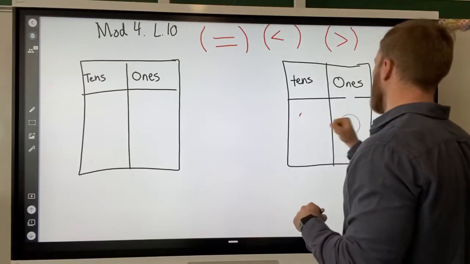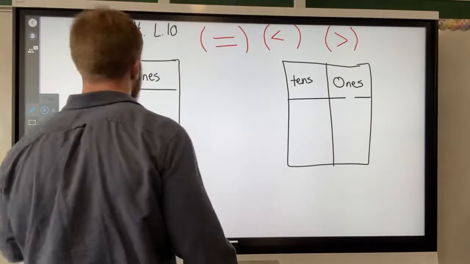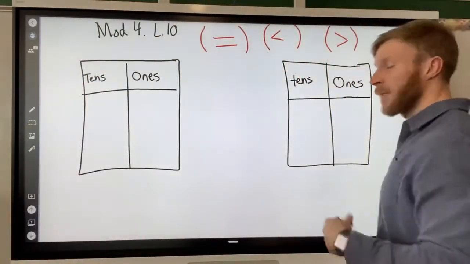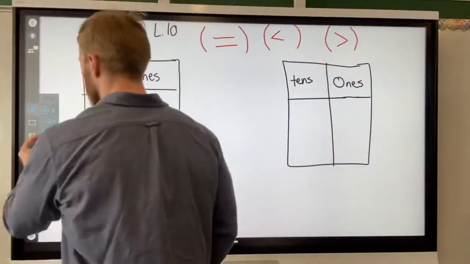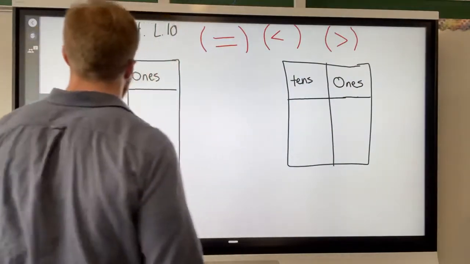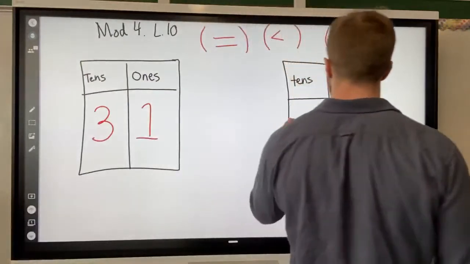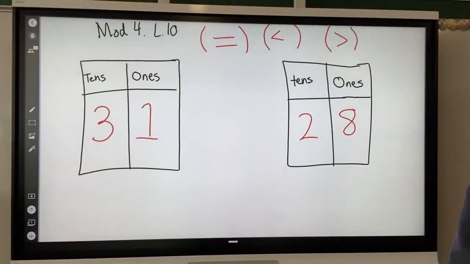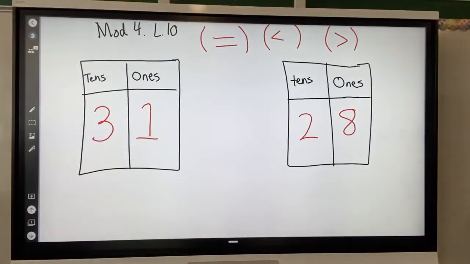And I would love for you guys to be drawing or writing these numbers out yourself. You do not need to write them in a place value chart like I do. But if you want to, be my guest. Here we go. Here's our next one. 31. 28. Go ahead, take a couple seconds. See which one you think is greater than or less than.